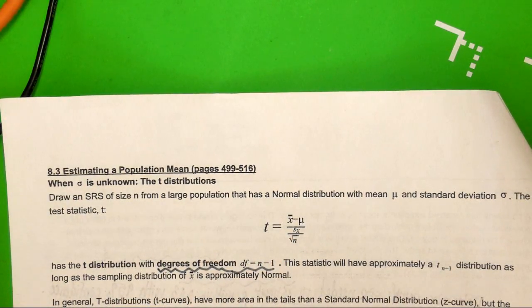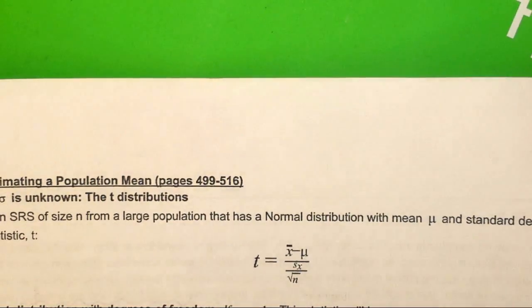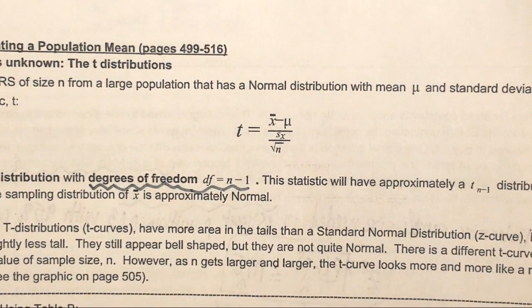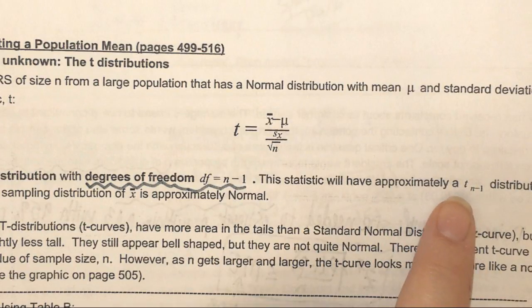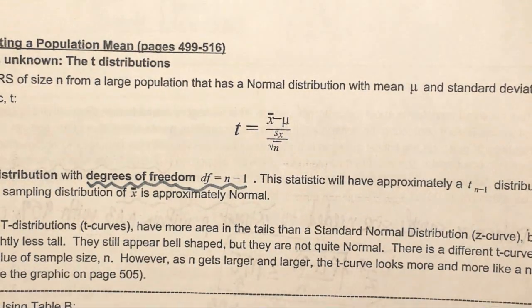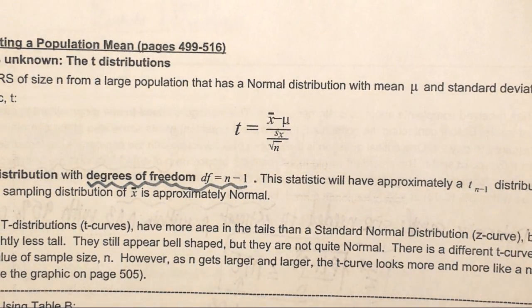So that's how Kenzie's going to know it's a means problem, because they're probably going to tell her a standard deviation, a mean or something, and she's going to need to know the degrees of freedom. But if she knows the sample size, it's just one less. So if the sample size is 50, the degrees of freedom is 49. Okay. The statistic will have approximately a t n minus 1 distribution as long as the sampling distribution of x bar is approximately normal.